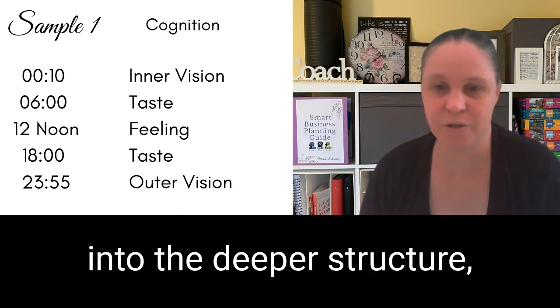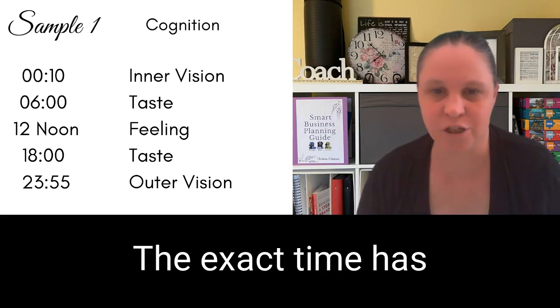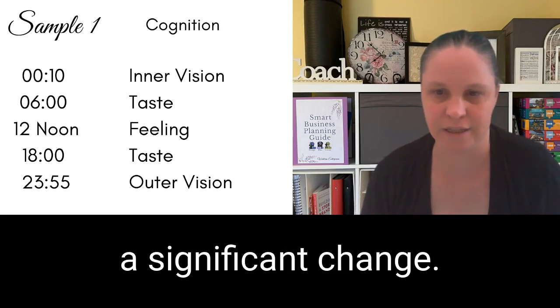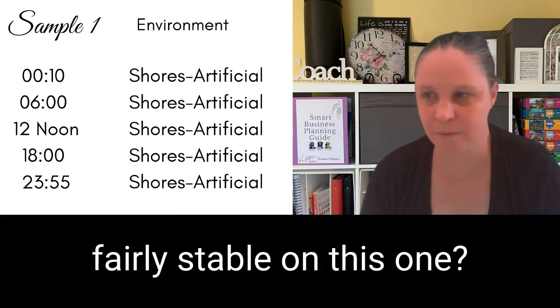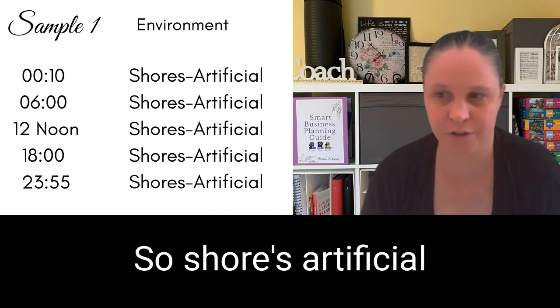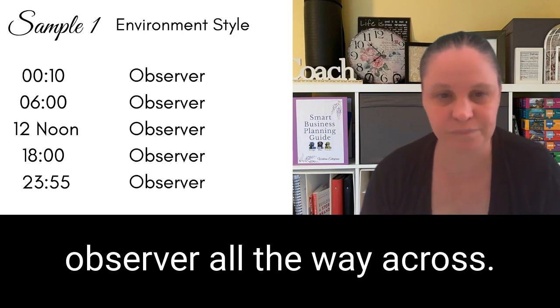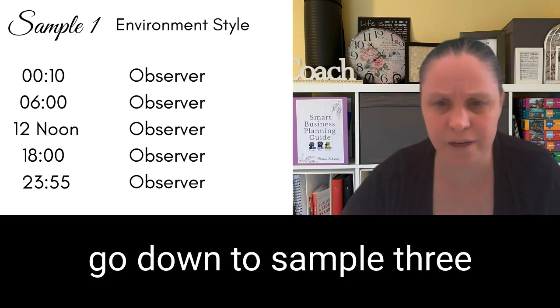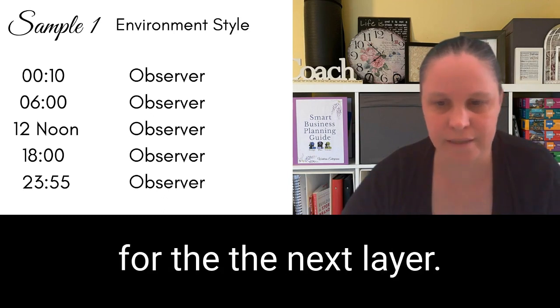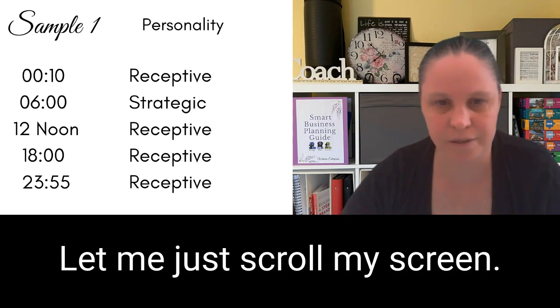So when we start getting into the deeper structure, the exact time has a significant change. The environment's fairly stable in this one. I'm just reading through. Yep, so Shaw's artificial all the way across. Environment style, observer all the way across. And then I'm just going to go down to sample 3 for the next layer. Let me just scroll my screen that way.